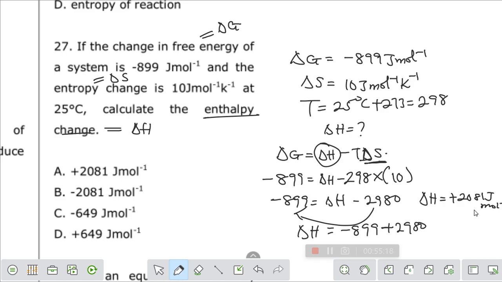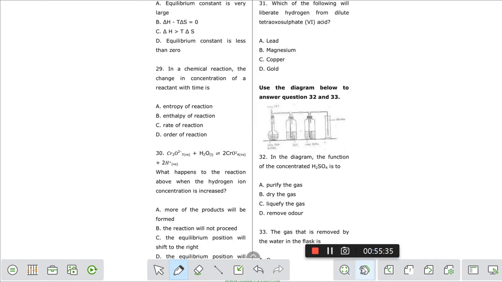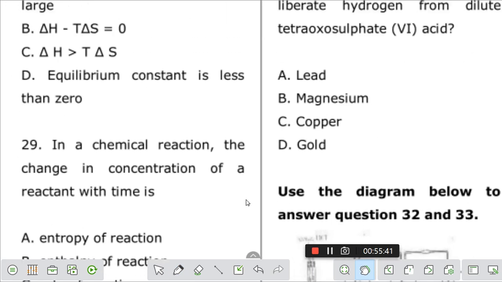So what did I tell you? The implication of this: when delta H is positive, I told you the reaction will be what? Endothermic. But if it is negative, the reaction will be what? Exothermic. So I've taught you this already. Heat will be absorbed if it is endothermic, and liberated if it is exothermic. So all these things are things you need to know. You can see all these things we have done are coming out one after the other.